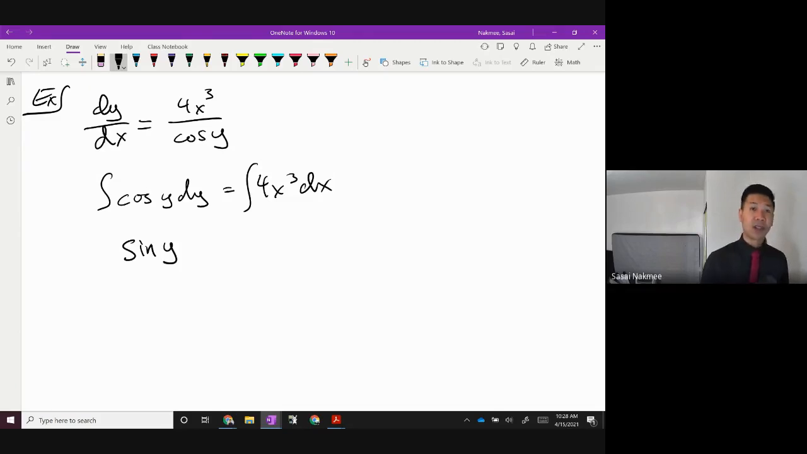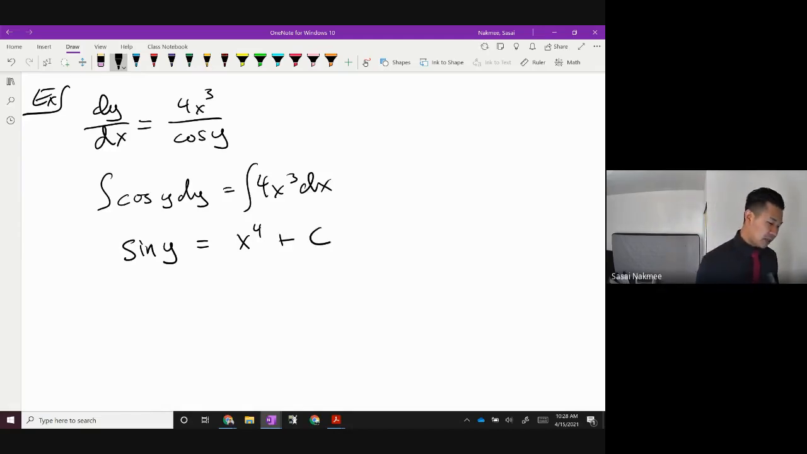The derivative of sine is cosine, right? Derivative of cosine is negative sine, but that's not the case in this case. I'm not taking the derivative of cosine. I'm taking the integral of cosine. Over here, the integral of 4x cubed is going to be x to the 4th. Don't forget the plus c.